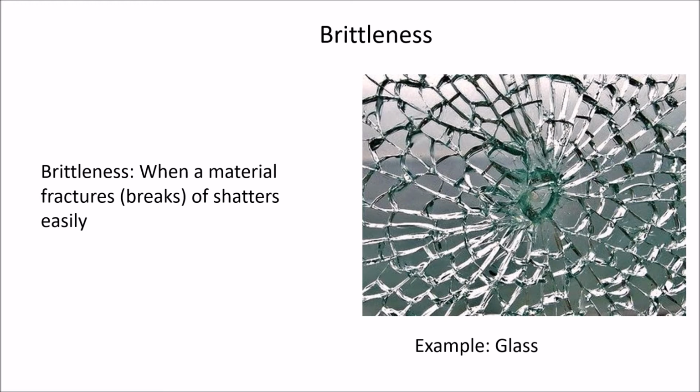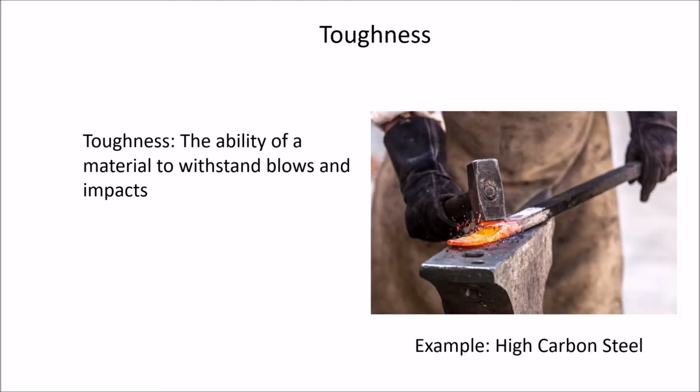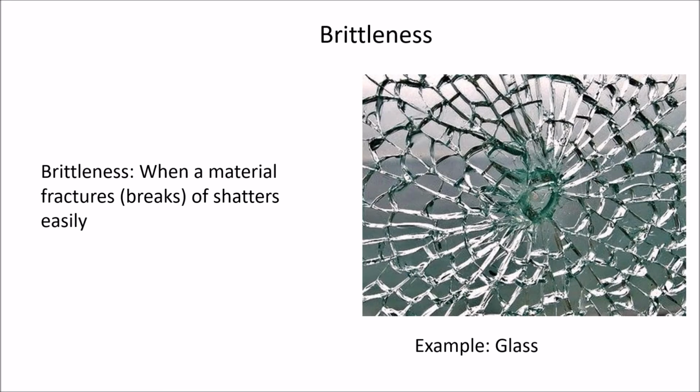Brittleness. Brittleness is the opposite of toughness, and brittleness is when a material fractures or breaks easily and shatters easily. Okay, so if you look at the example here, this is an example of a piece of glass. So if you can imagine the blacksmith's hammer that he's using there, if you were to take that hammer and hit a piece of glass with the same effort as you would a piece of steel in the previous slide, the glass would shatter into a million pieces. So the glass would be very brittle, so it's not able to withstand blows and impacts. As a matter of fact, when glass is hit, it's a very brittle material and so fractures very easily.